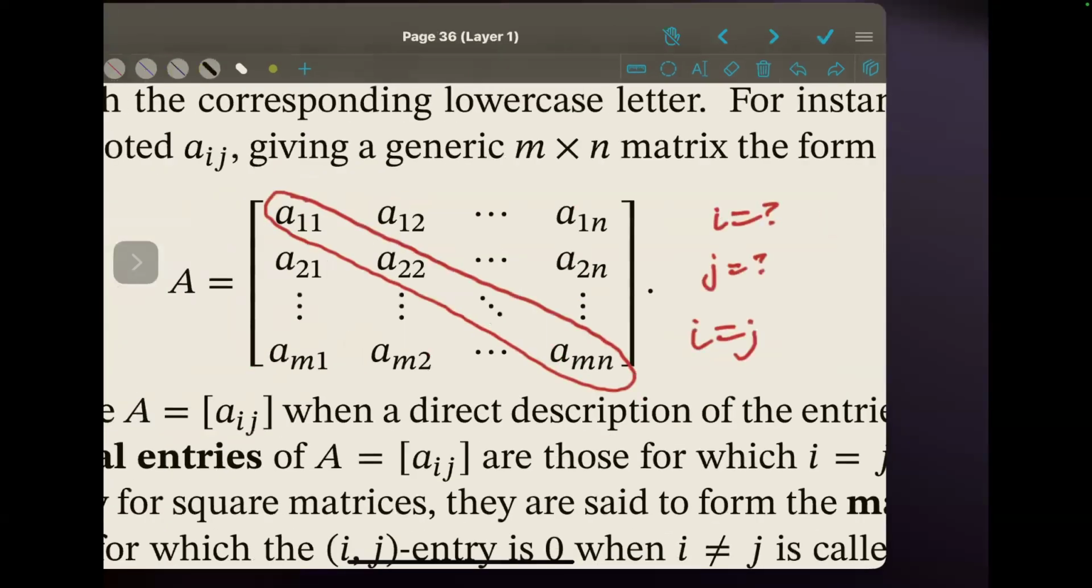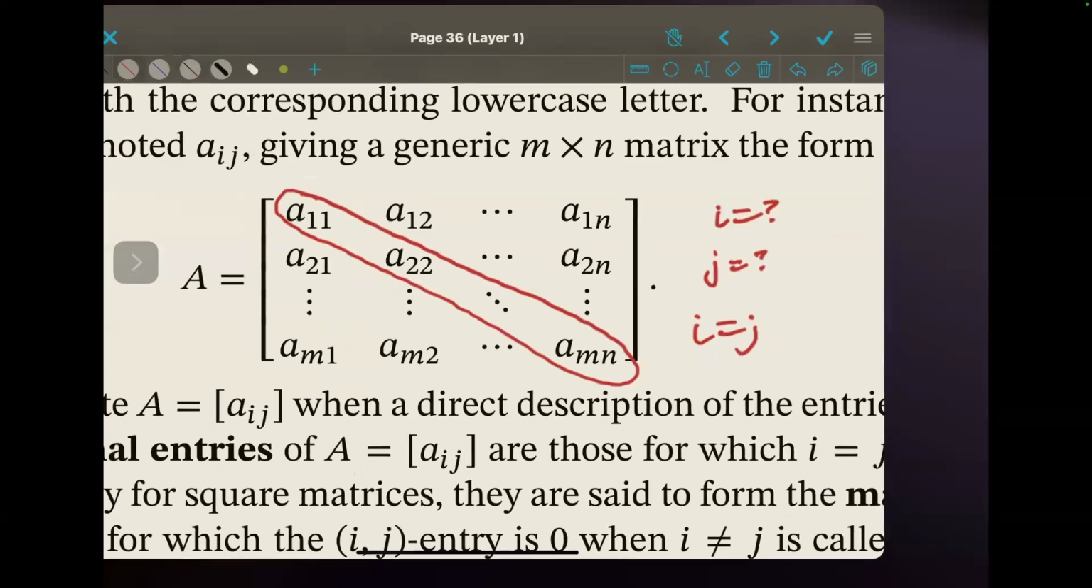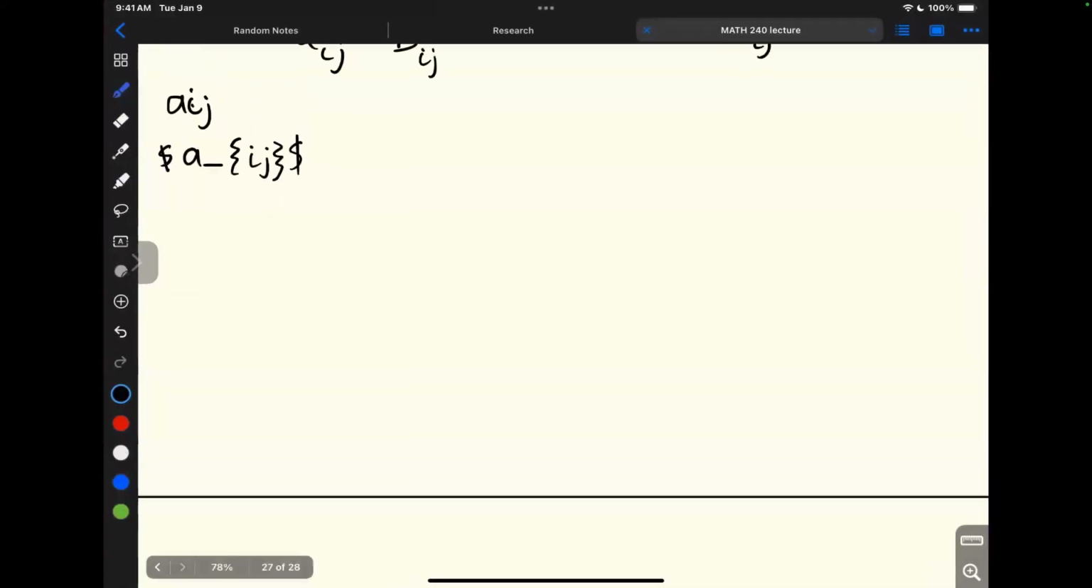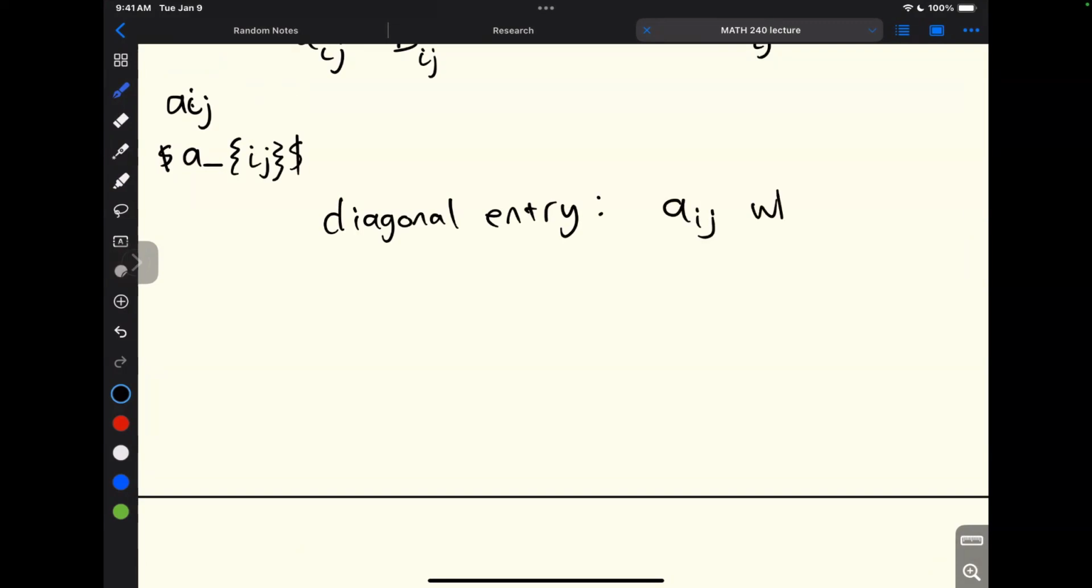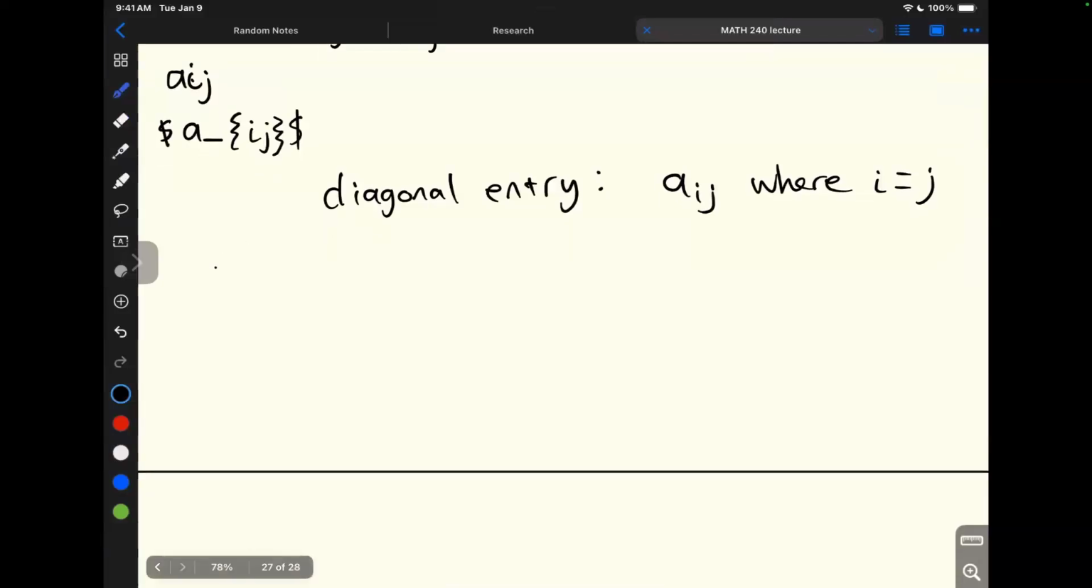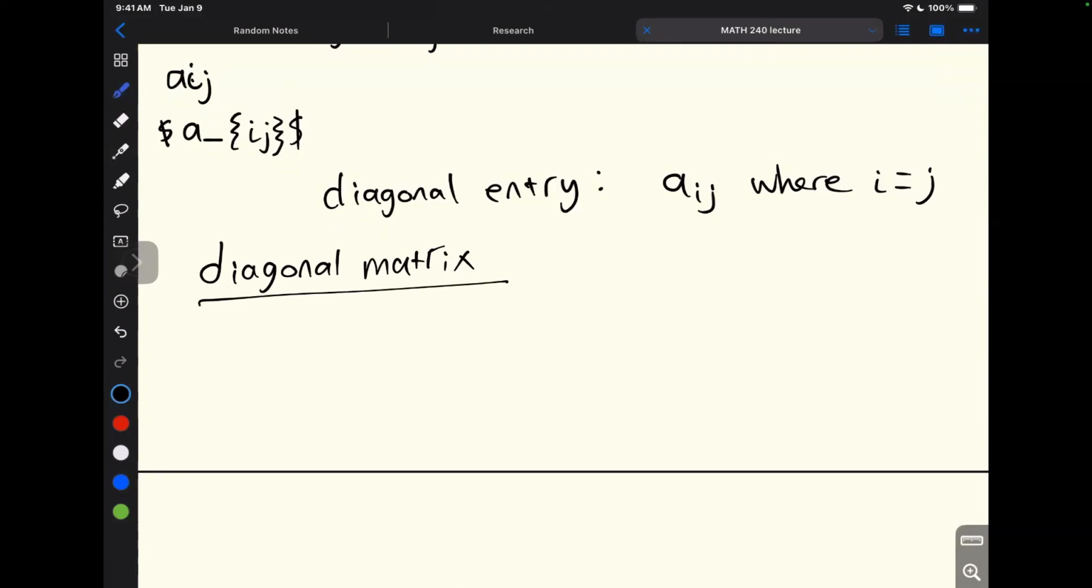Okay, I'm going to move away from this. This is also in the textbook. Aij, where i is equal to j. We call a diagonal matrix a matrix where the only entries are diagonals.